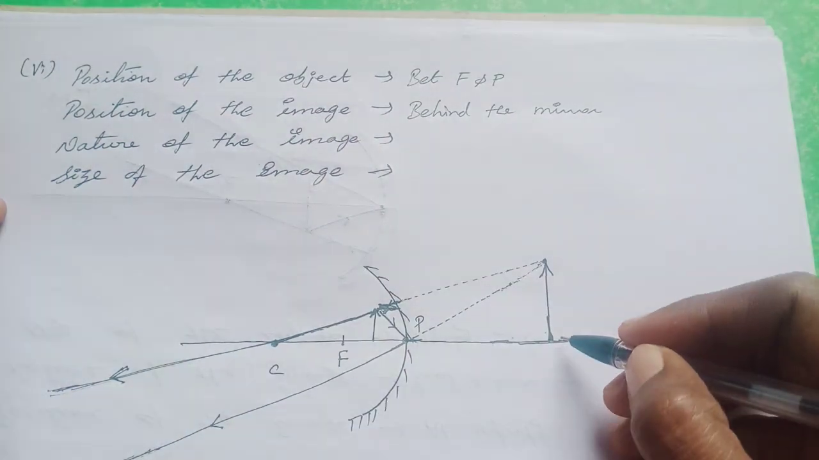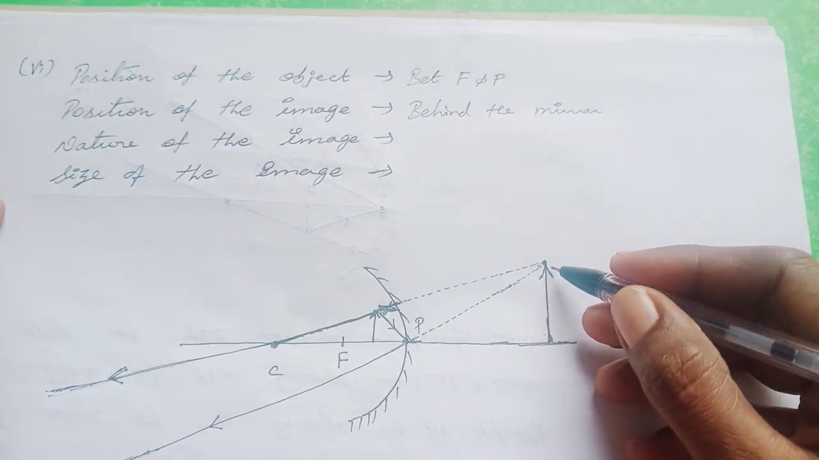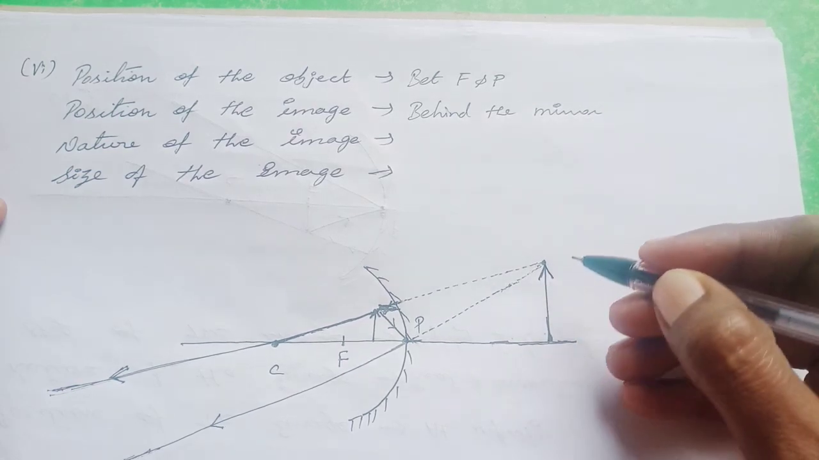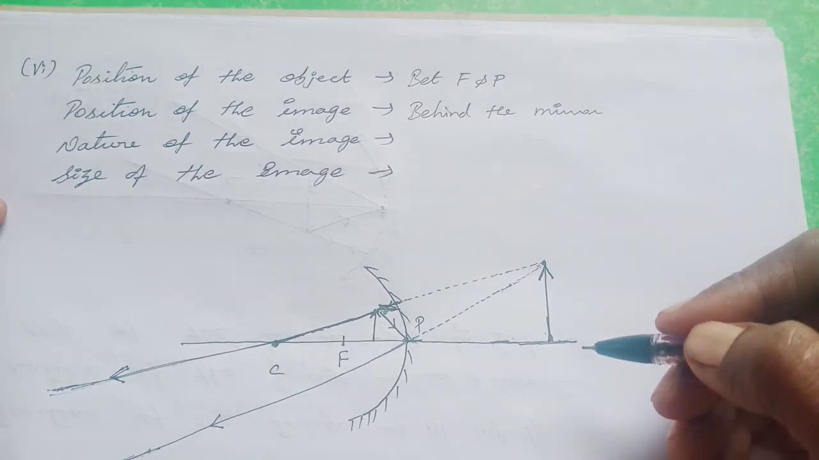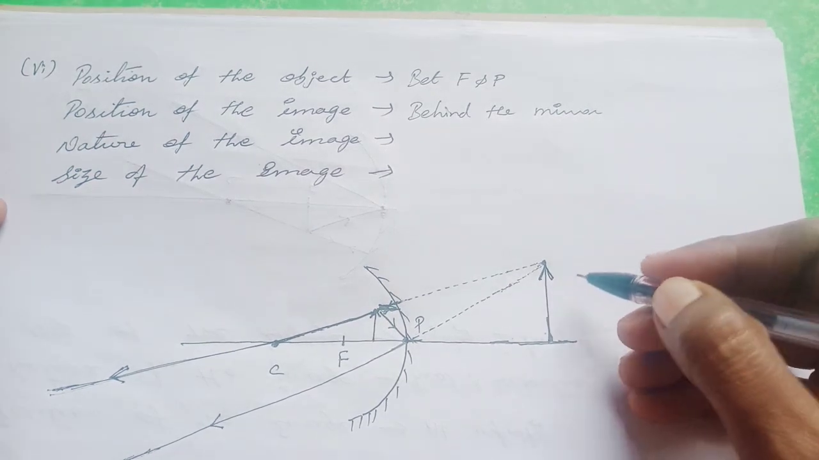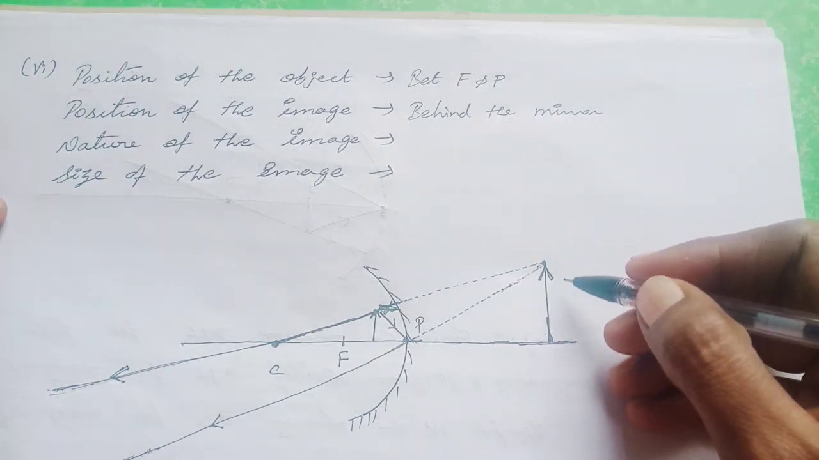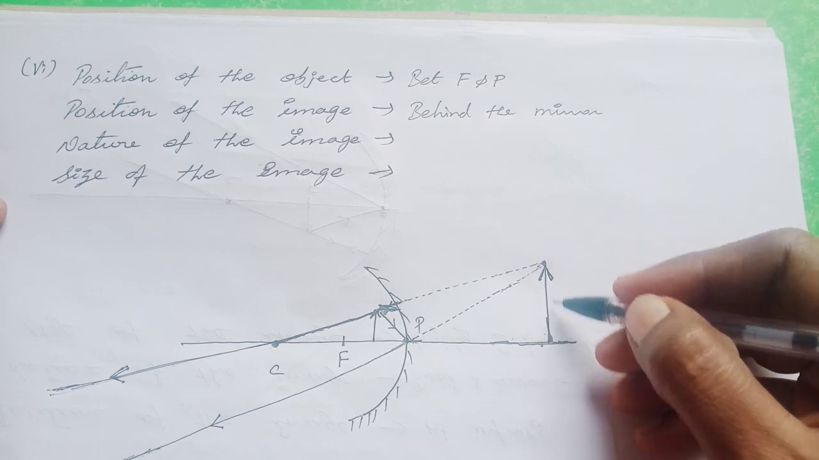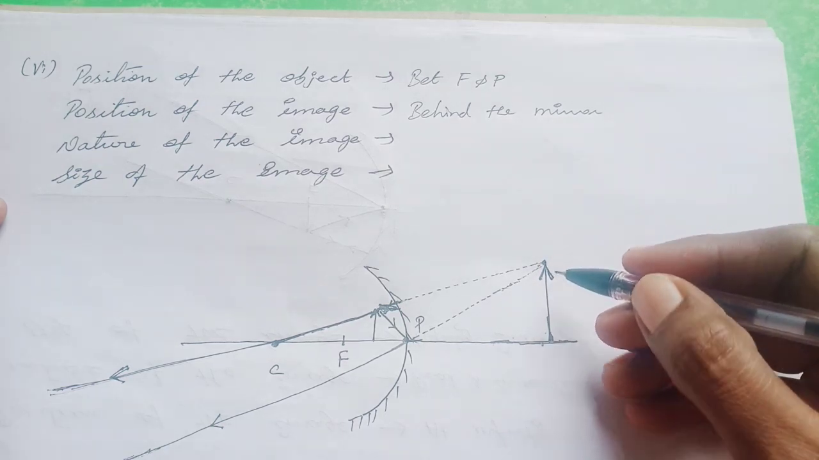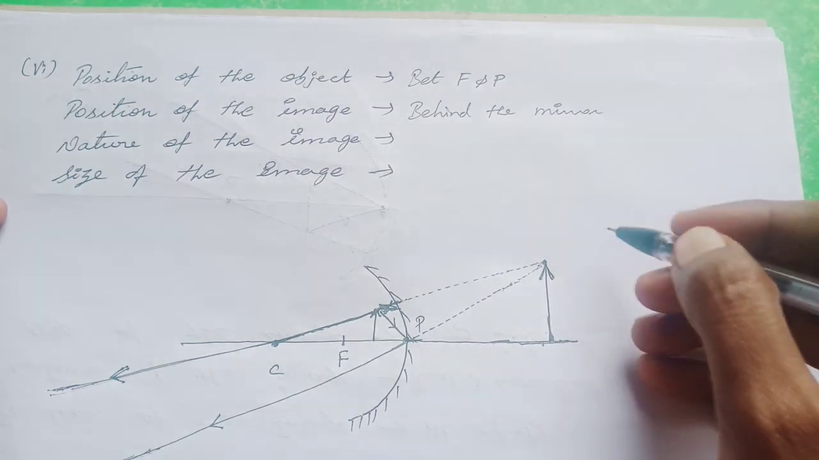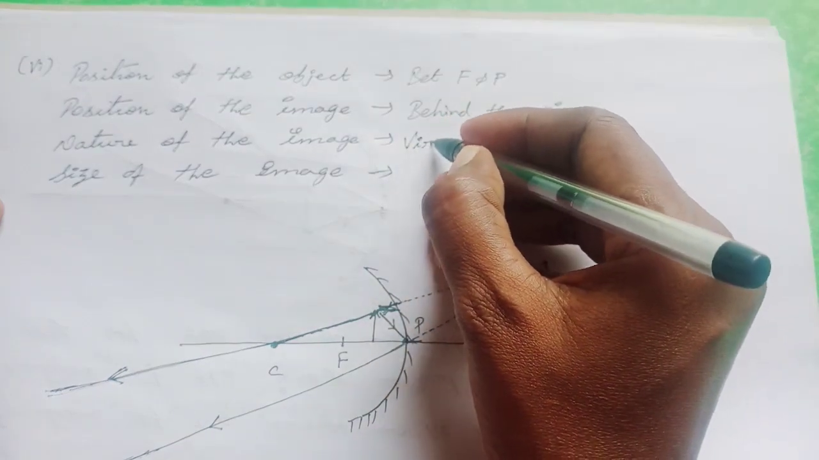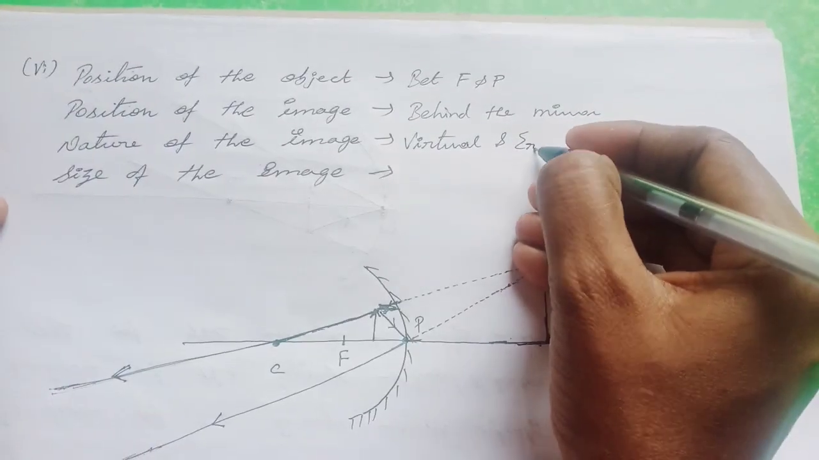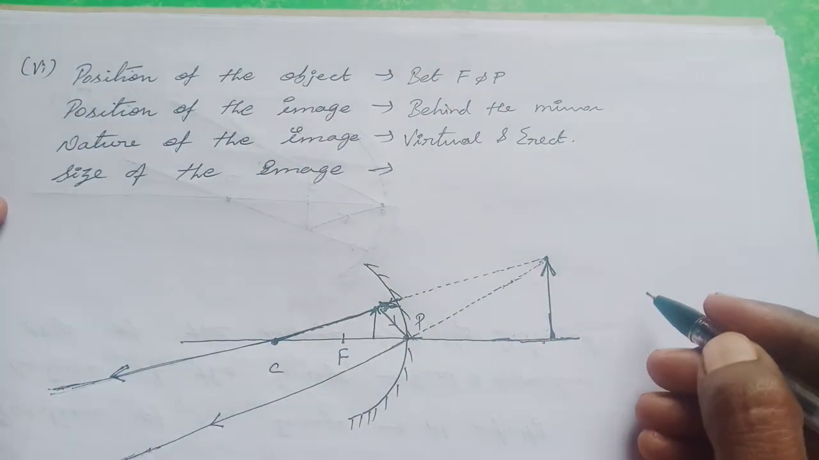Okay children, what will be the nature of the image? I told you, this is formed just above the principal axis. Therefore, it is represented by the upward arrow mark itself. It means what? It is not inverted. If it is not inverted, it is called what? Erect image. And also if you place the screen over here, the image will not be obtained on the screen, so it is the virtual image. Therefore the nature of the image will be virtual and erect.